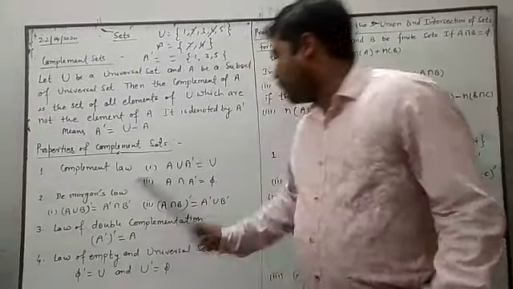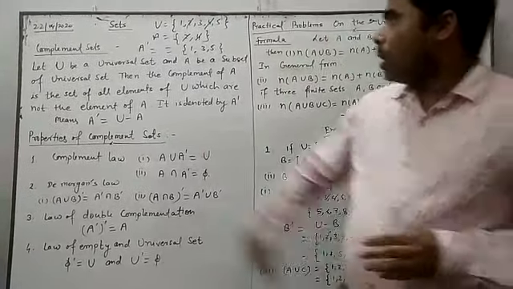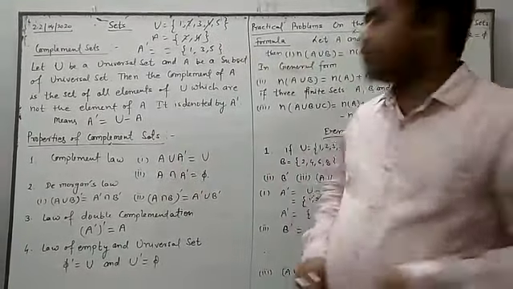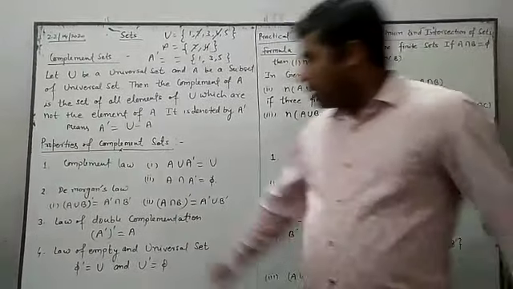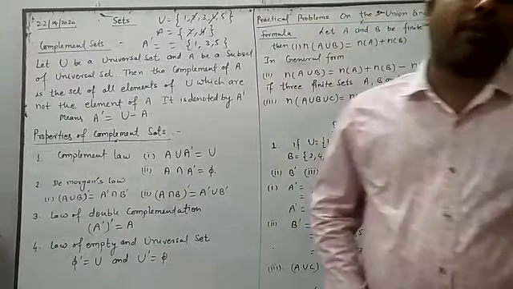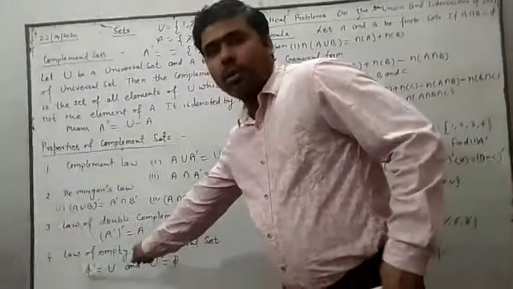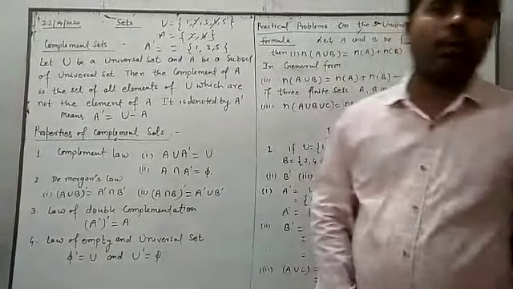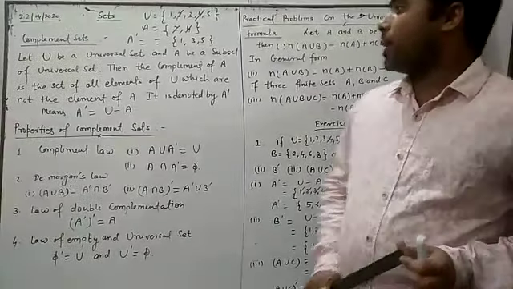Law of double complementation. It means suppose we take the complement of set A, and after that again find the complement. The complement of the complement of A is equal to A. And the fourth one is the law of empty and universal set. Empty means phi. The complement of phi, phi dash, is equal to the universal set, and the complement of the universal set will be phi. Now this is the complement and the properties of the complement.